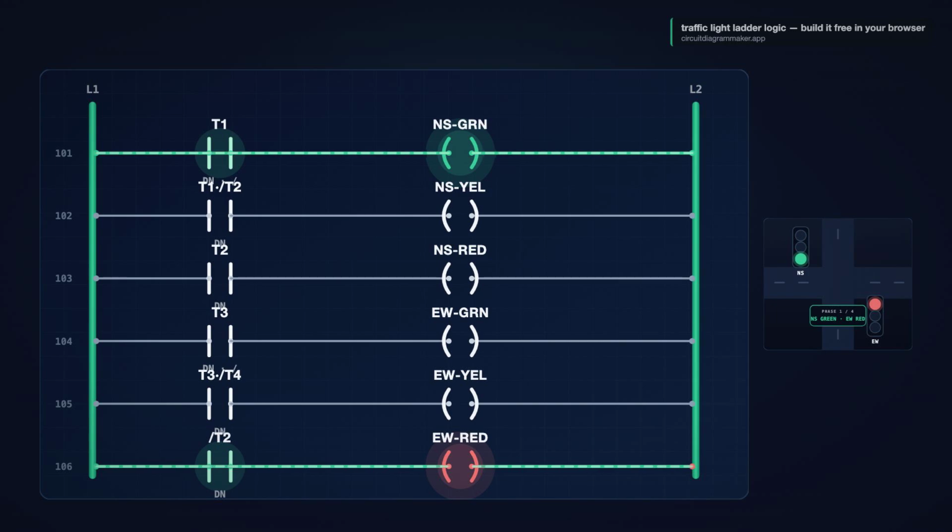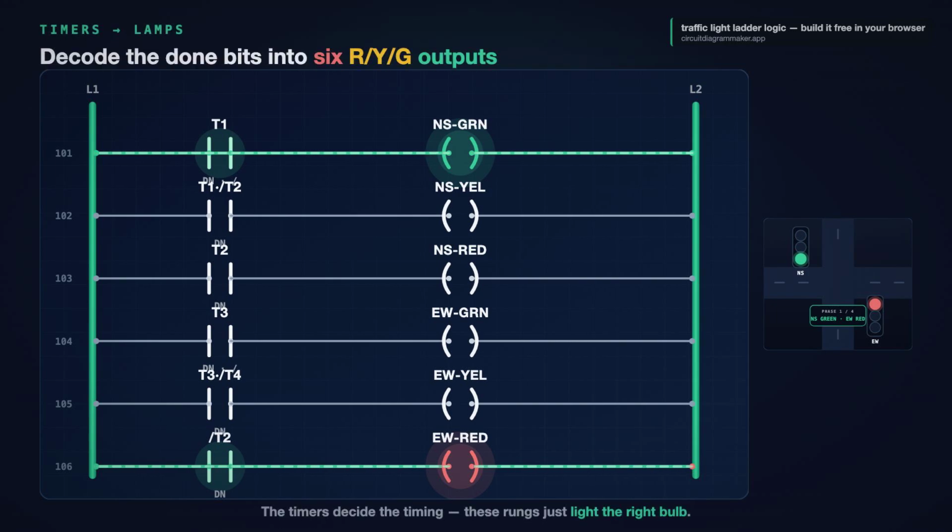Now let us turn those 4 timers into 6 lamp outputs, a red, a yellow, and a green for each street. This part is just decoding the done bits. North-south green is on while T1 is still counting, before its done bit has fired. North-south yellow comes on after T1 is done, but before T2 is done. That little 2-second gap. Once T2 is done, north-south goes red and holds red.